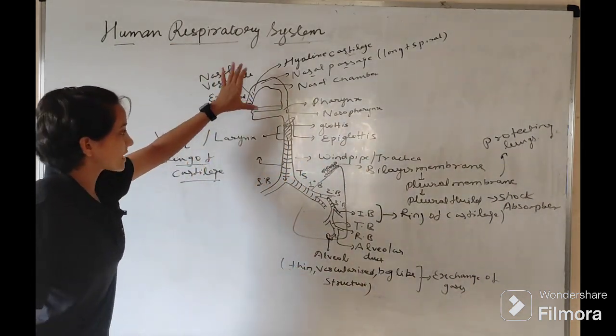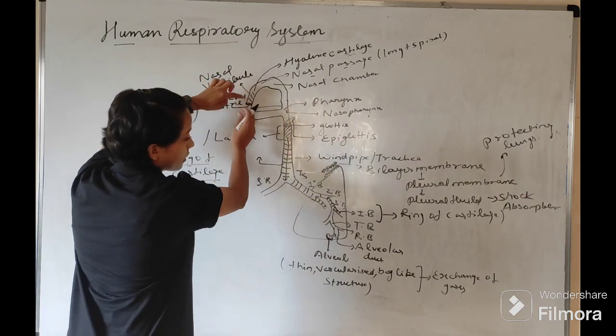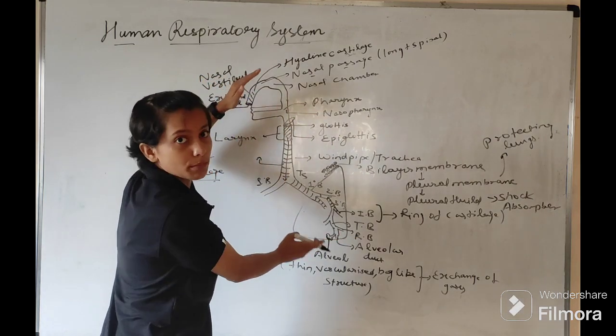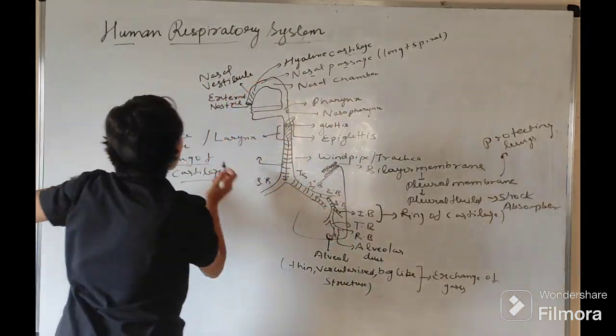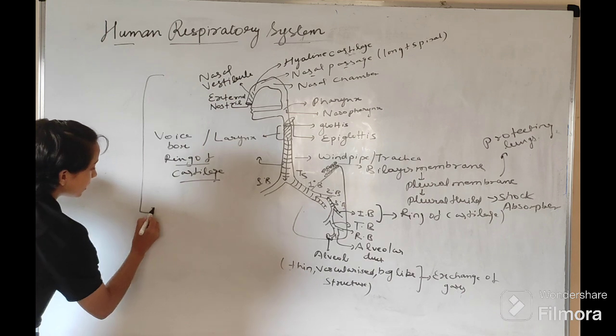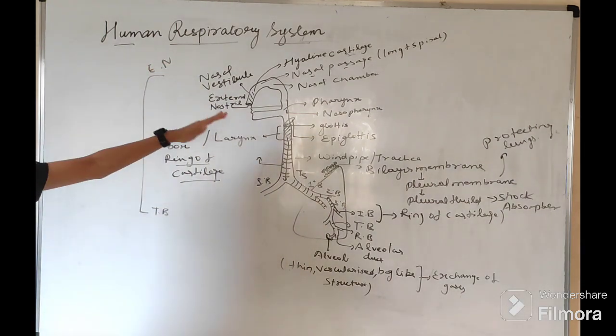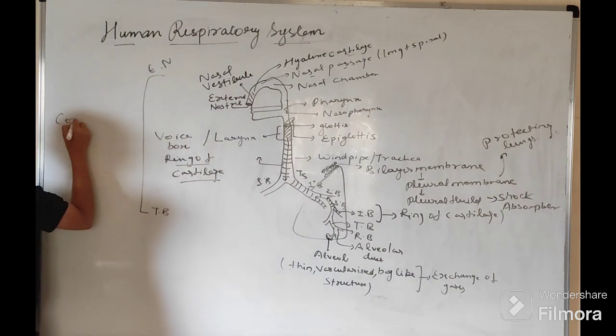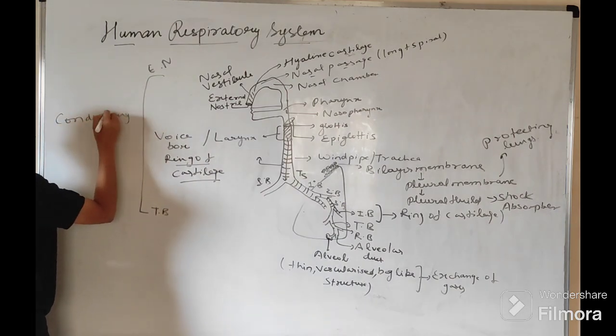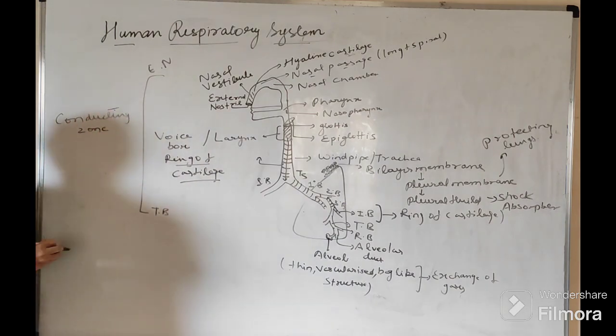When it comes to the respiratory tract, from the external nostril up to the level of the terminal bronchiole, this part of the respiratory tract is known as the conducting zone. What is the function of the conducting zone?